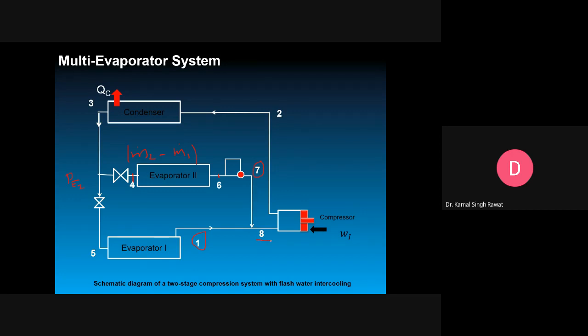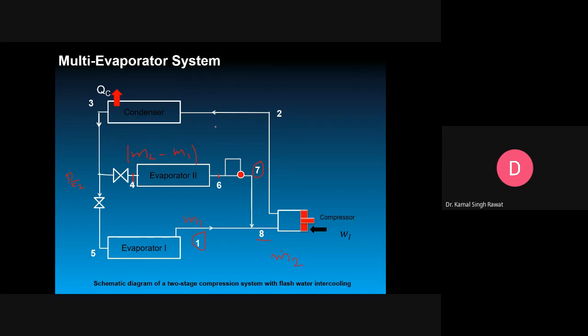Yes? How much mass flow rate is it? Yes sir, total is M dot. What will the total be? That is what I am asking. M1 is coming from here and M2 minus M1 is coming from here. So at point 8, how much mass flow rate do we have? Sir, M2. M dot 2. Okay.